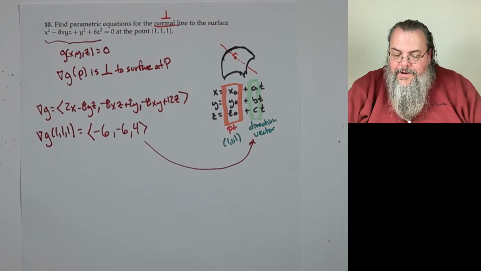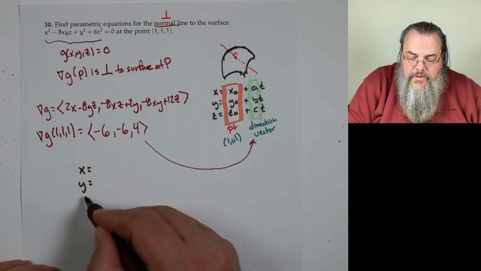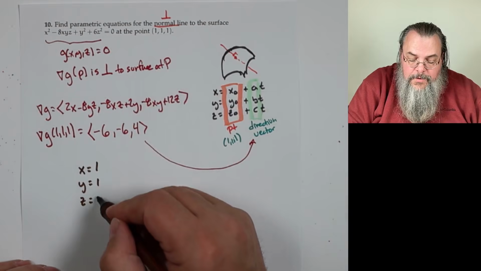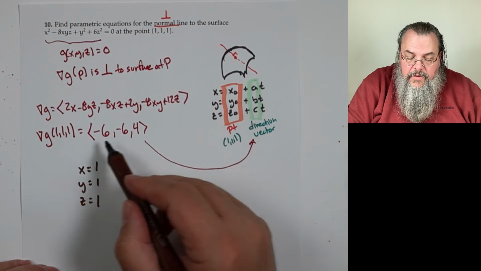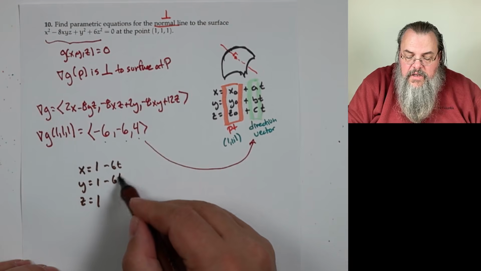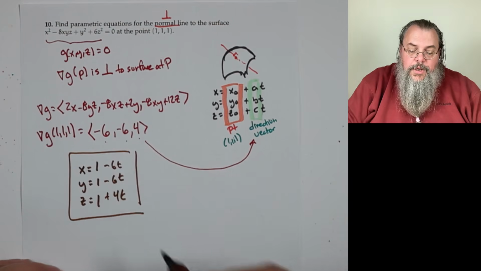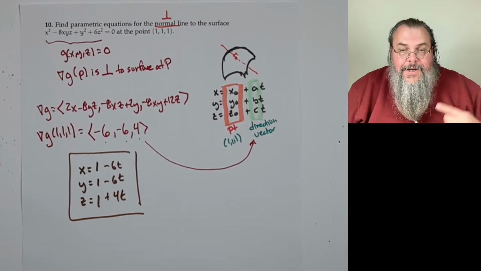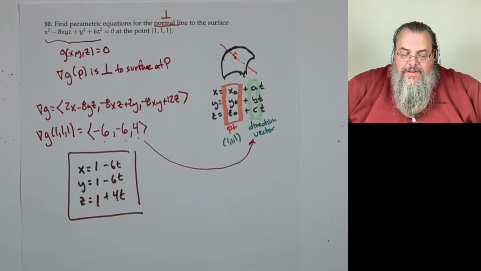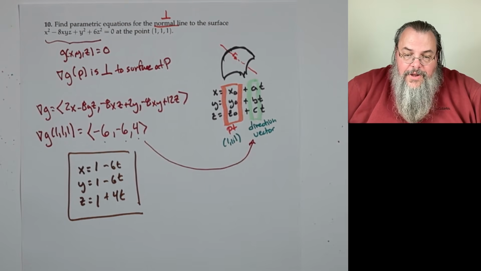So we now have all our pieces. So we write it down. x equals, y equals, z equals. Our point is 1, 1, 1. Then we have our a, b, c: minus 6t, minus 6t, plus 4t. Are there other ways we could write the line? Absolutely. But we only need to have a version that works. So as soon as you have it, you're good. There's nothing that says the direction vector has to be a unit vector. It just has to point somewhere in the direction along the line.